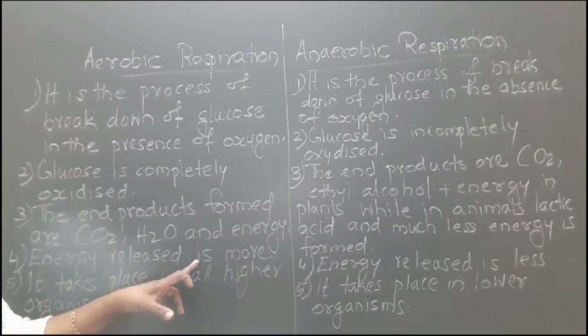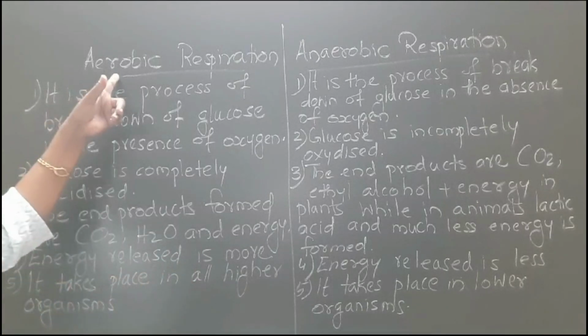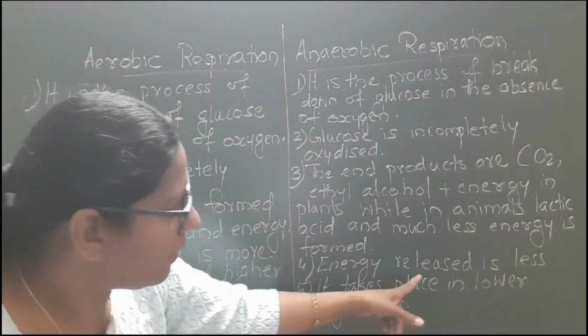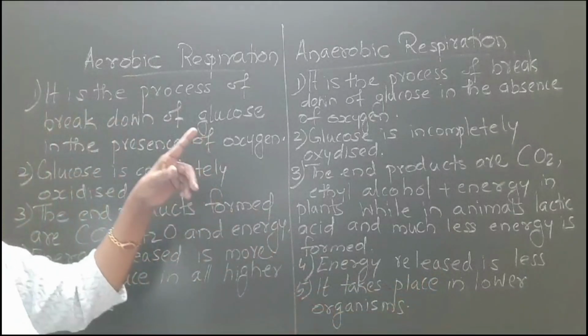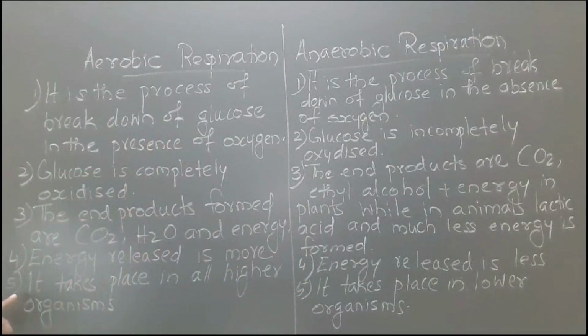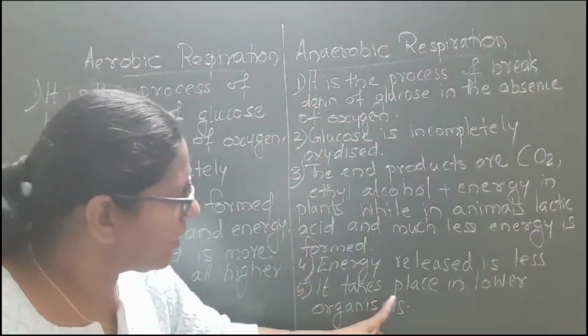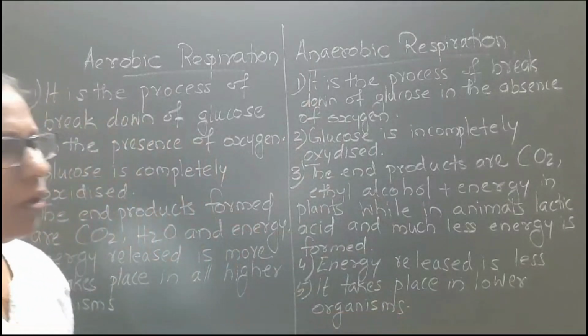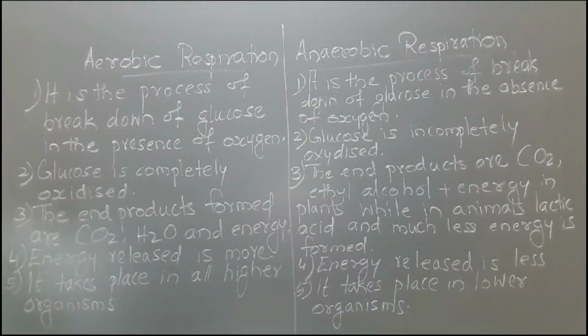Energy released is more in aerobic respiration. Energy released is less in anaerobic respiration. Aerobic respiration takes place in all higher organisms. Anaerobic respiration takes place in lower organisms. These are the differences between aerobic respiration and anaerobic respiration.